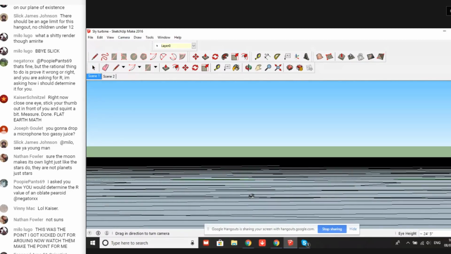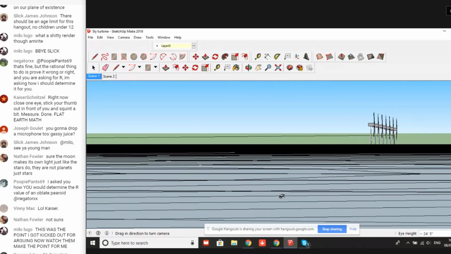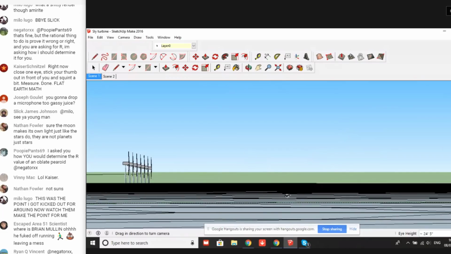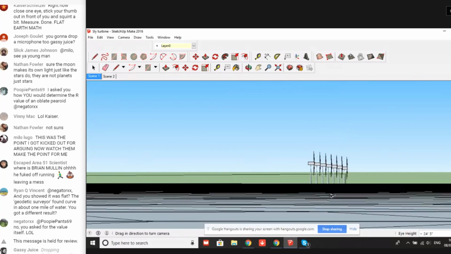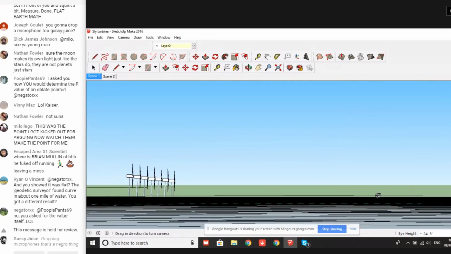What program is this, by the way? SketchUp. There, we can see as I turn my eye around, those that are offset from straight in front of me are appearing at different angles. So we've got a few testers.